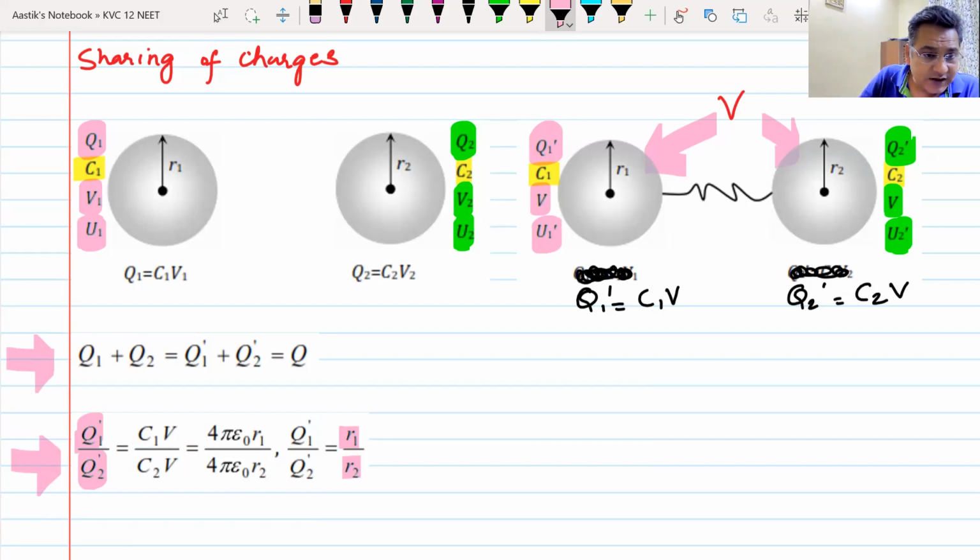Solving these two equations, you can get the value of Q2 dash and Q1 dash. So either you can remember the value of Q1 dash and Q2 dash, or you can derive them. I will leave it to you how you want to remember it.